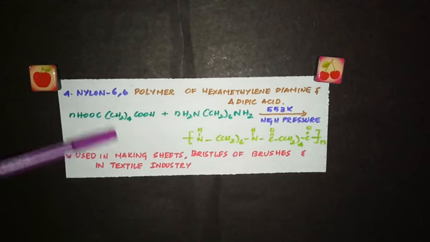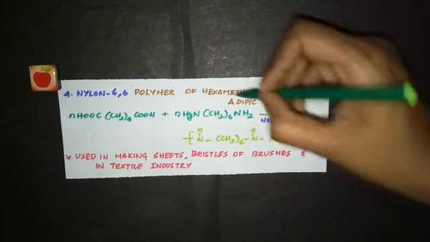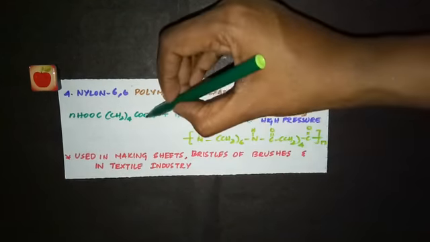Next one is nylon 66. It is a polymer of hexamethylene diamine and adipic acid. This is adipic acid, COOH, CH2 4 times, COOH, and hexamethylene diamine, NH2, CH2 6 times, NH2. And remember what I told you, from NH2, one H will be removed. So one H will go from here, and one H from here, and from this, OH will go, and here OH will go.